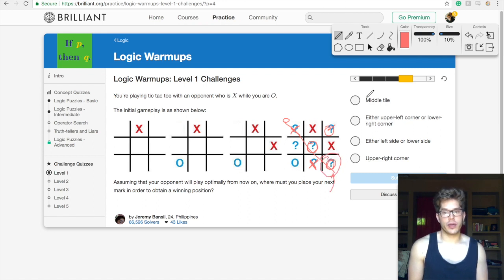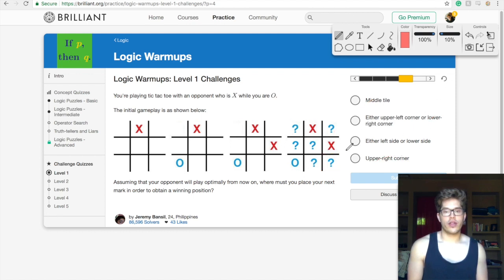So we said no to the middle tile, either upper left corner or lower right corner. Okay, we should check the upper left corner, but this looks good. Either left side or lower side, either left side or lower side, or upper right corner. Upper right corner was a no.